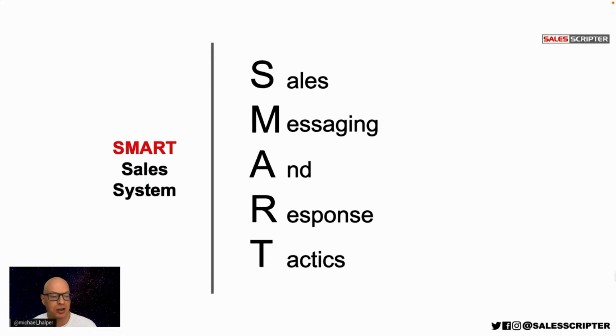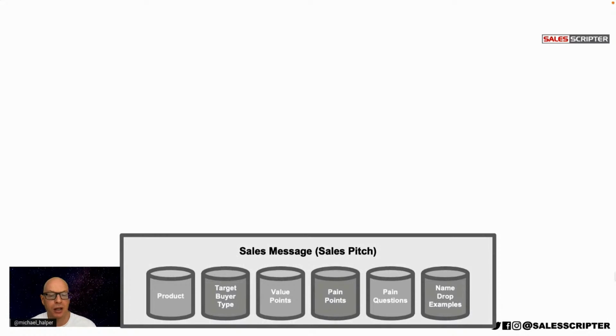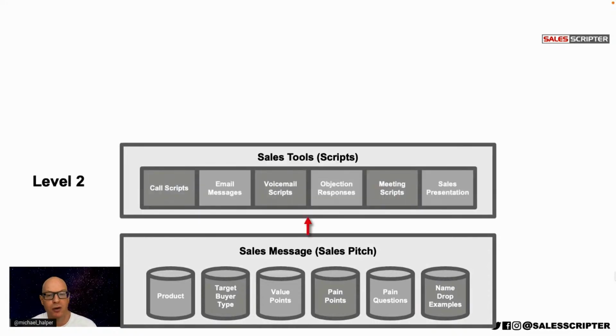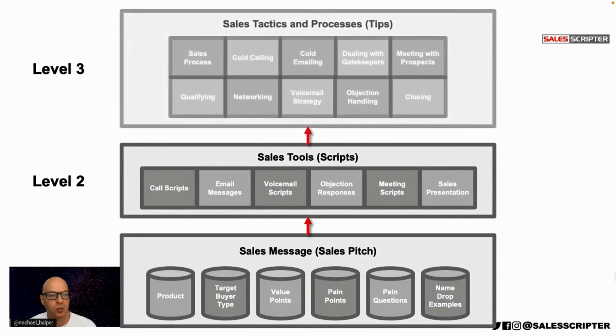And then the SMART sales system is all about tactics to tell you exactly what to do, what not to do. And we call it a system because it's a 3-level system that you can actually implement for yourself or for your organization, with level 1 being the sales message. That's what we created here today. Once you have your sales message, then you can go to level 2 to create your scripts. That's what we'll talk about next week. And then level 3 is all about the how-to. So how to make cold calls, how to do cold emailing, how to handle objections and get around objections.